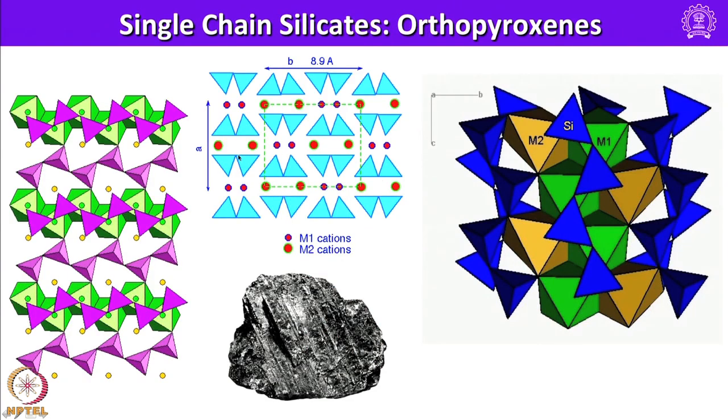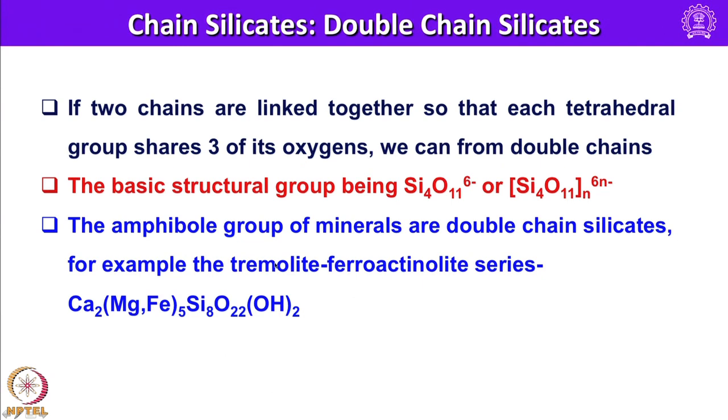And of course, one can also come across single chain silicates as we see in case of orthopyroxenes. You can see here this is how the mineral looks, and the interlinking can be seen from this picture here. Okay.